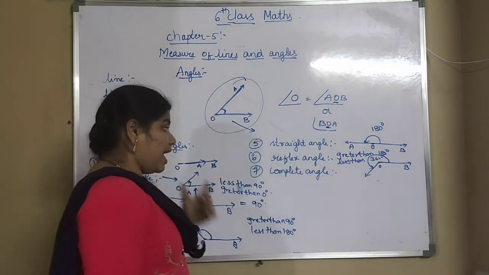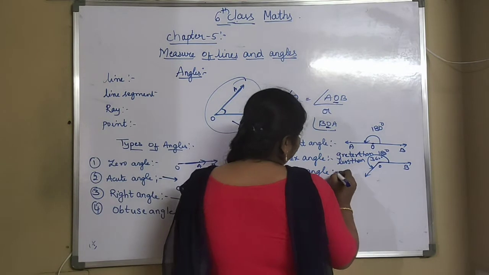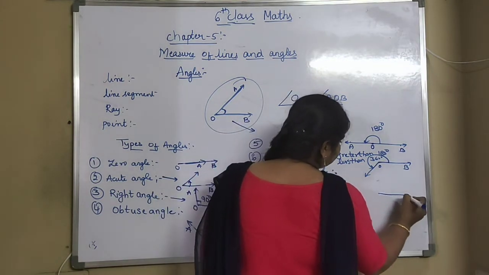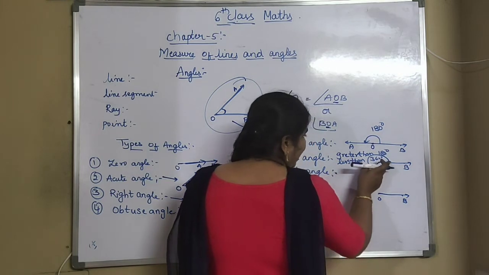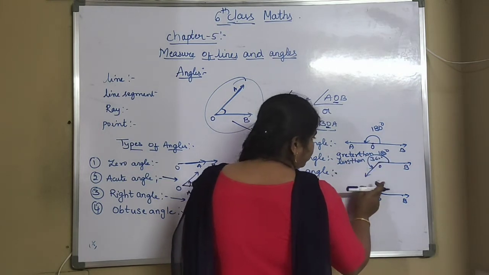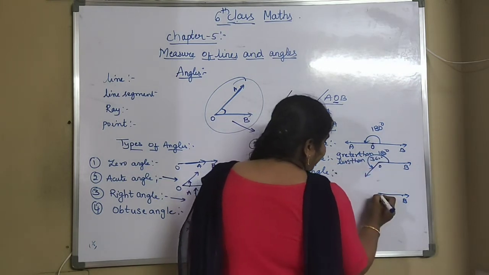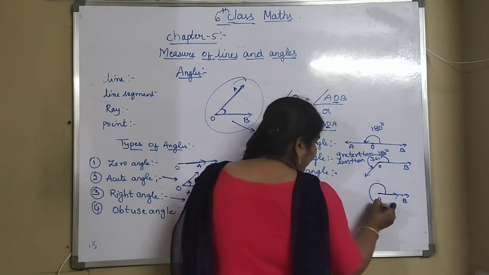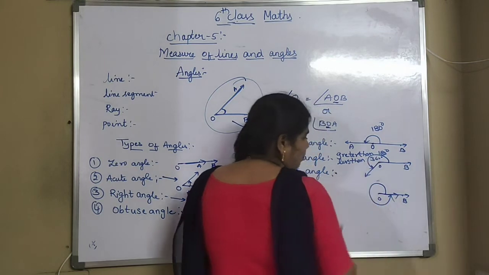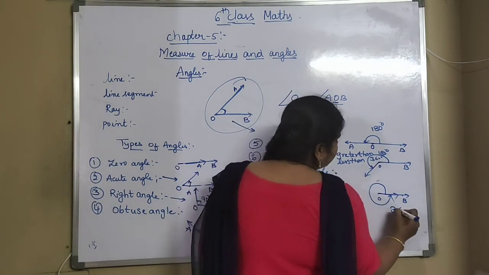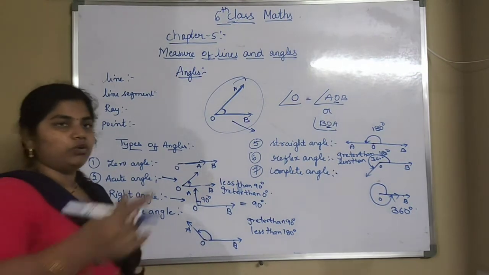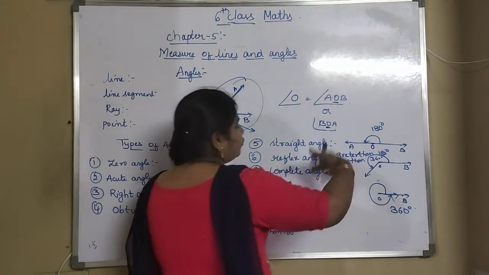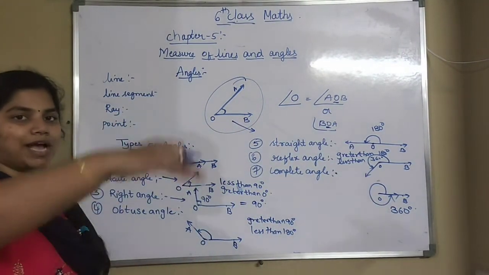Okay. Now last is complete angle. Complete angle is nothing but B, O. Now this ray has turned like this and come again to the same position. It has turned like this and come again to the same position. So this is what? 360 degrees. That will be equal to a complete rotation. It has taken a full rotation, a full round.